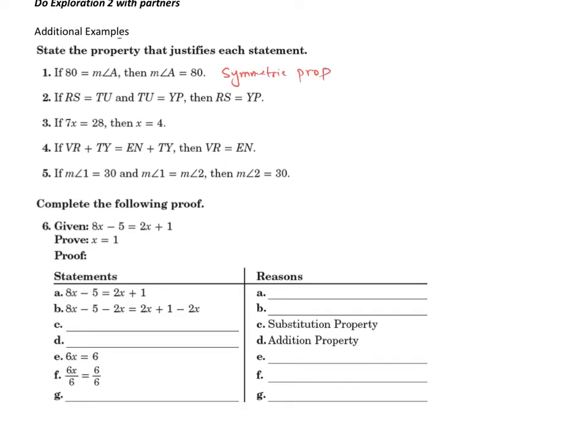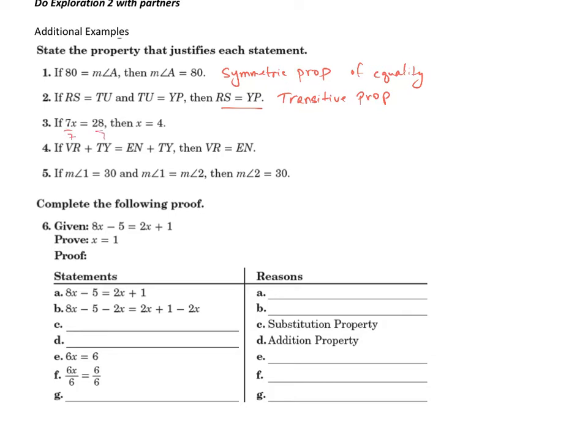The next one: if RS equals TU and TU equals YP, then RS equals YP. This is the transitive property, and yes, you could say of equality, I just don't feel like writing it. Over here, if 7x equals 48, then x equals 4.